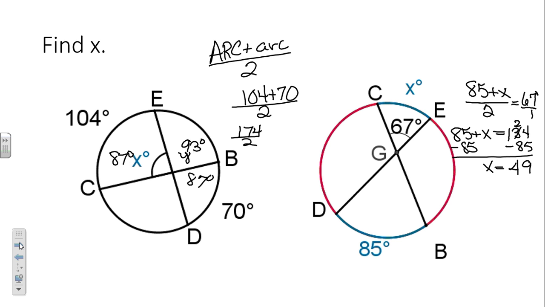Yep, 49 degrees. Is that a reasonable answer for our solution? Yeah, it looks like it could be 49 degrees. And how would we check? Well, if we added 49 plus 85 and divided it by 2, we better get our 67 back. Okay? Questions on this slide? When they intersect inside, add, divide by 2. Make sense? Okay, what happens when they intersect outside?